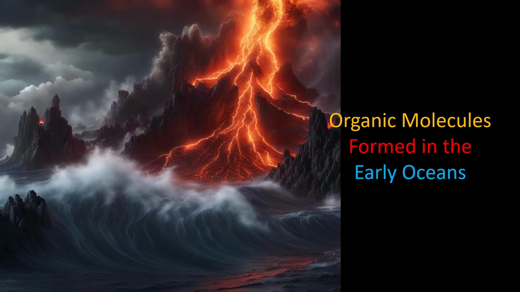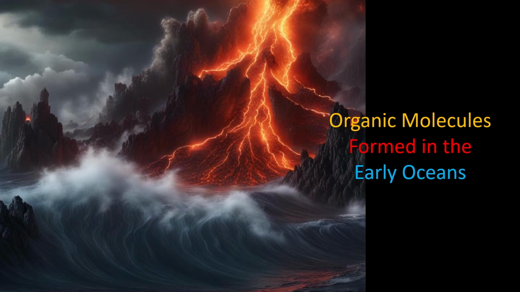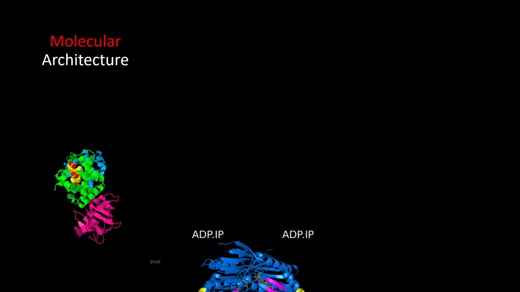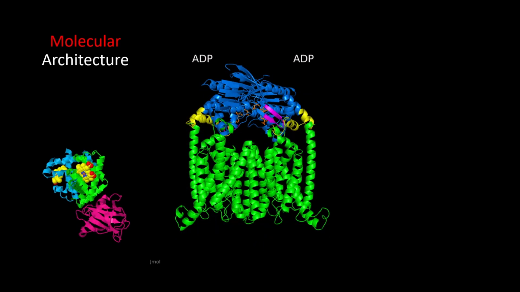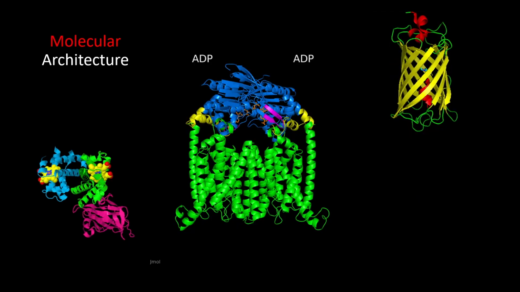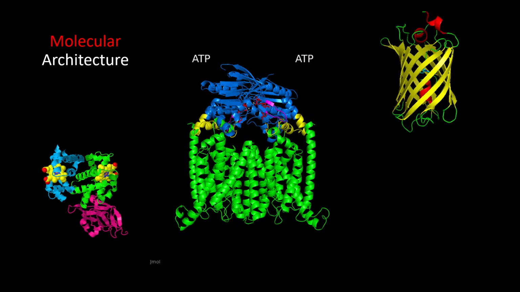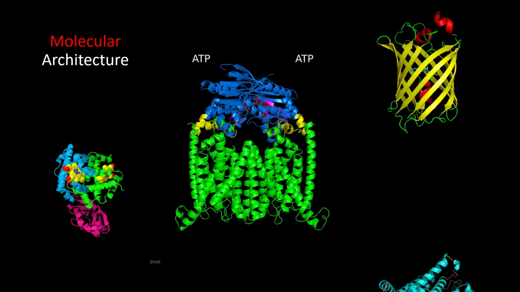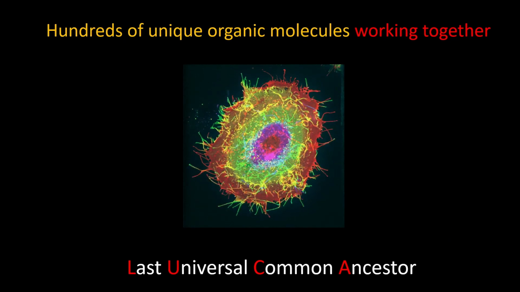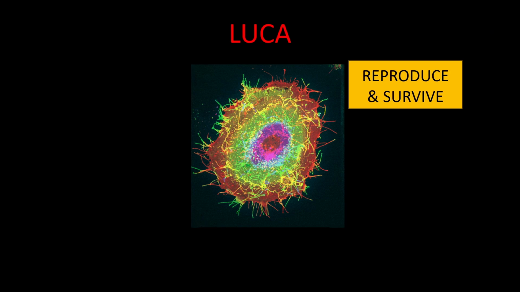These organic molecules started to form in the early ocean. And these molecules, these are molecules that did things. These are molecules that were thousands of amino acids long, that were proteins and had shapes, and they literally had functions. These little tiny molecules did things. And they came together, hundreds of these organic molecules came together to work together to create LUCA, the first cell.